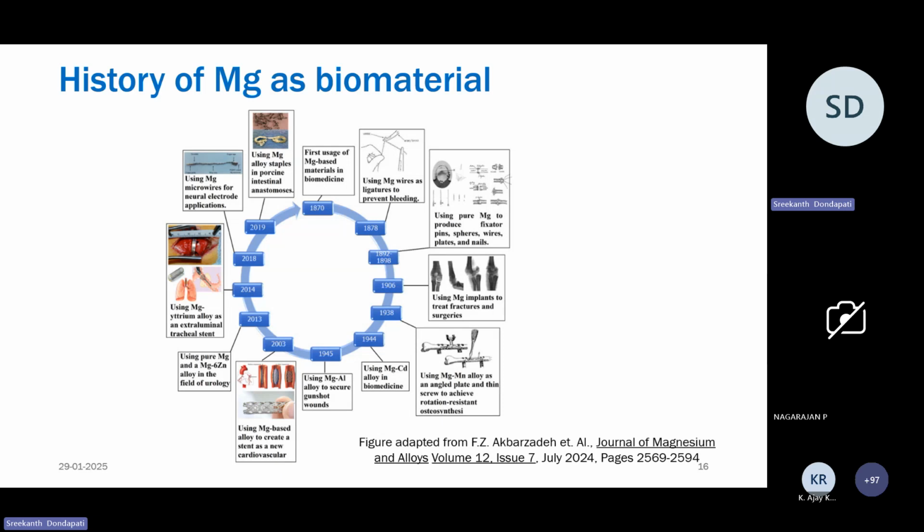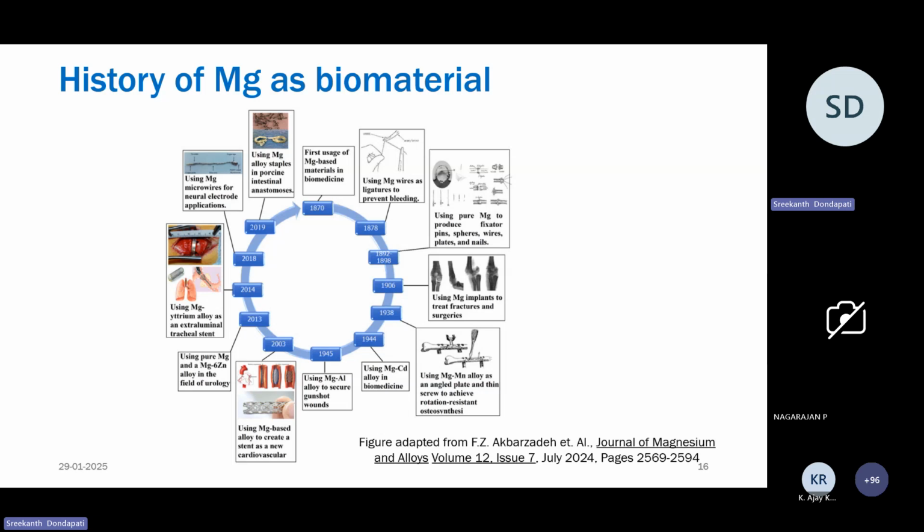But somehow later on, the research is going on, but it didn't pick up much, magnesium being used as orthopedic implant material.